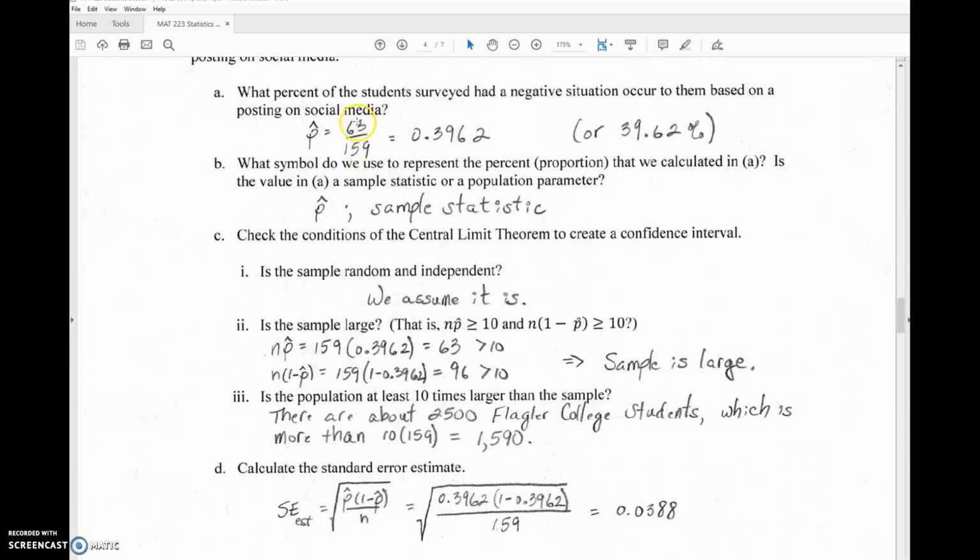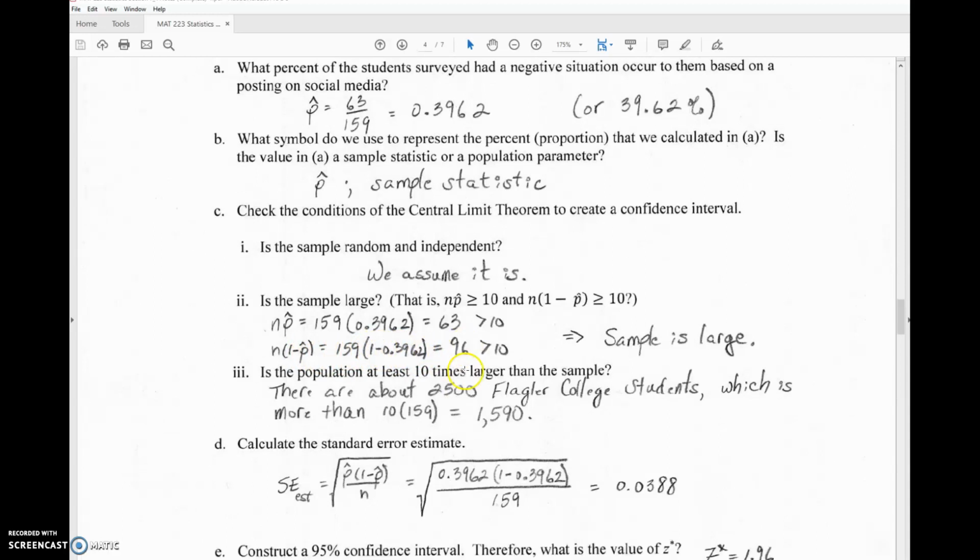When you have a sample, you can just count the number of successes of the statistic that you're looking at and the population parameter you're trying to estimate. Just count the number: 63. The remaining part of that 159 sample, which is 96, is also greater than 10. So the sample is large enough. But again, if you have to use a formula, it's n times 1 minus p hat, which is 159 times 1 minus 0.3962, which comes out to be 96.